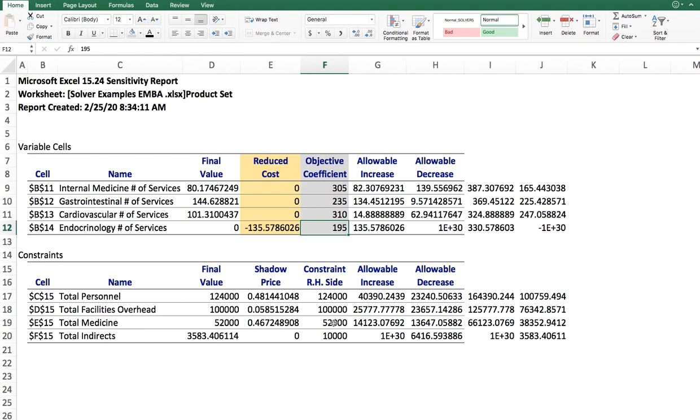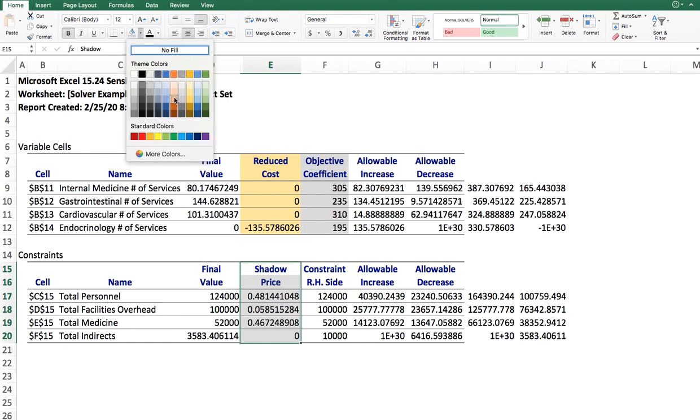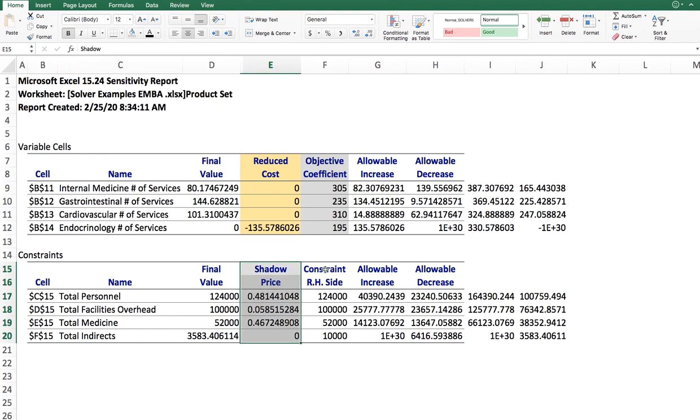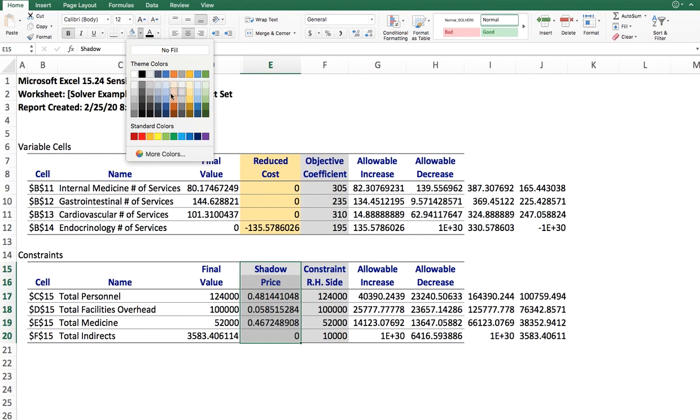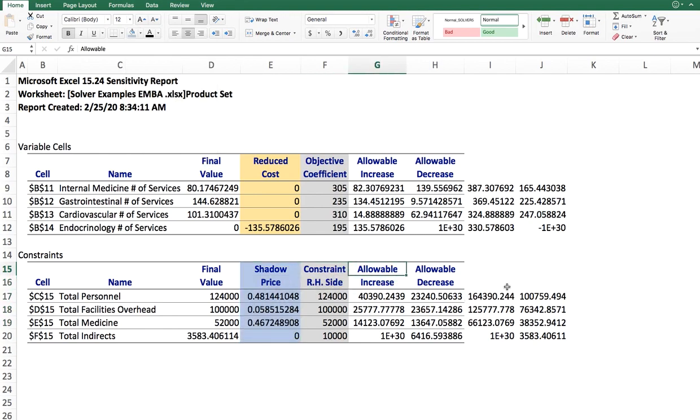The second piece of the puzzle is something called a shadow price. And the shadow price is actually very interesting. Let's mark it with a slightly different color. So these are the shadow prices. Remember, these are our 4 constraints.